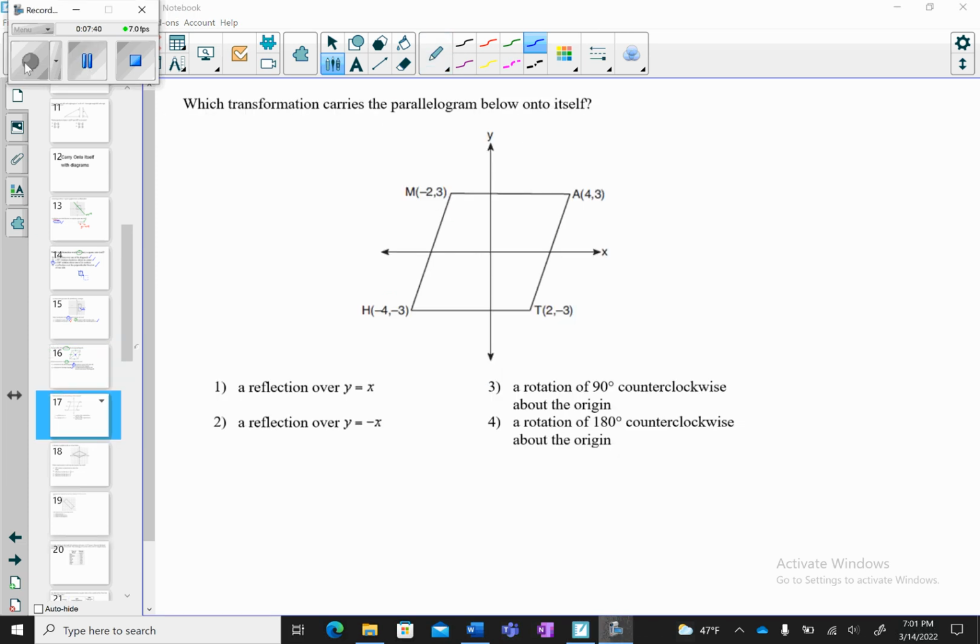The next question says, which transformation carries the parallelogram below onto itself? So this one is onto itself. We want to know which one actually works. So why don't you take a look at the answer choices. 1, a reflection over y equals x. 2, a reflection over y equals negative x. 3, a rotation of 90 degrees counterclockwise about the origin. Or 4, a rotation of 180 degrees counterclockwise about the origin.